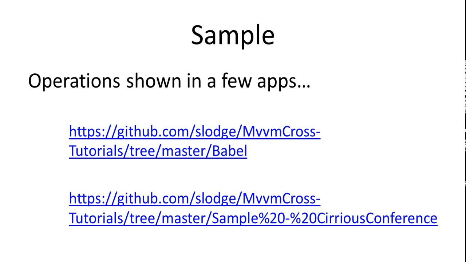The sample, well, we've seen it. There's a Babel one that's also going to be an N+1 soon. There's also one sample which is the Serious Conference sample, and that has a simple set of files, so you can follow through how that works as well.